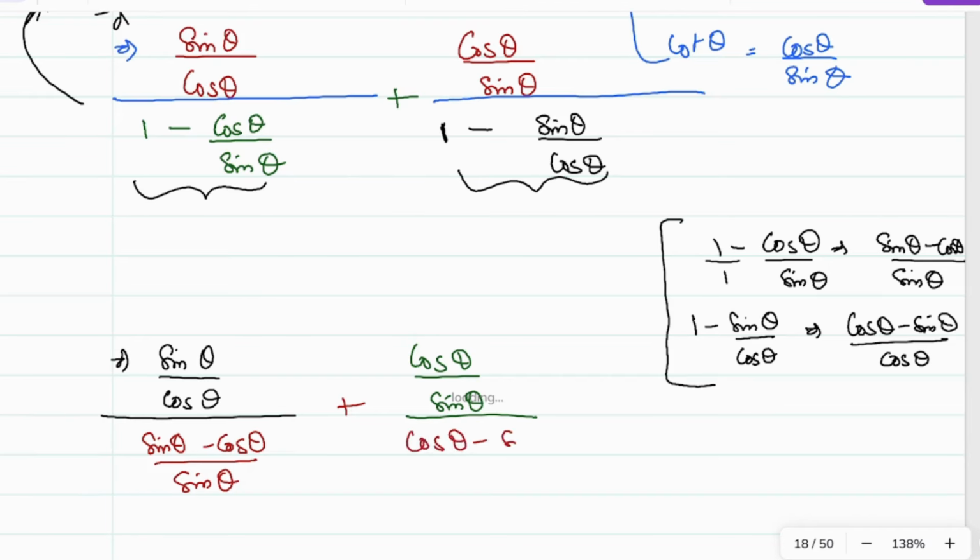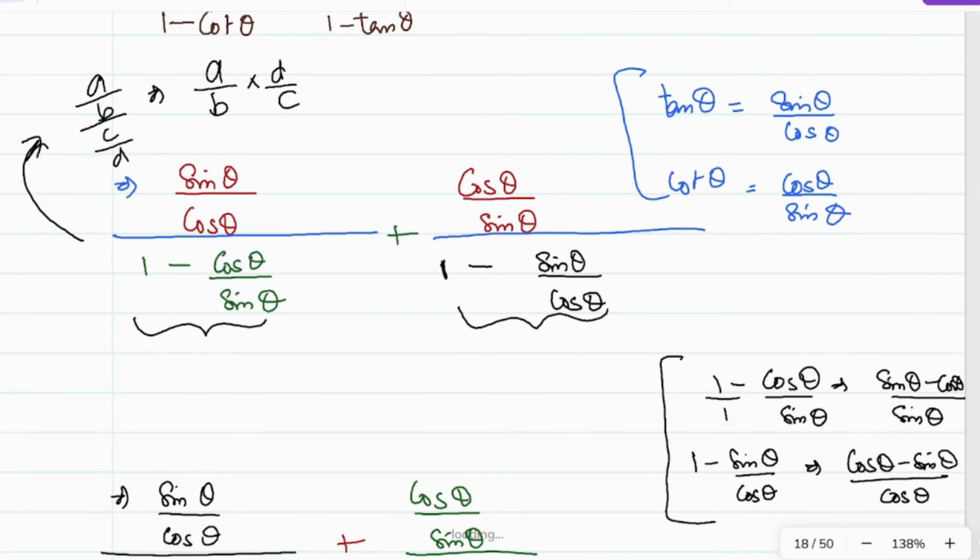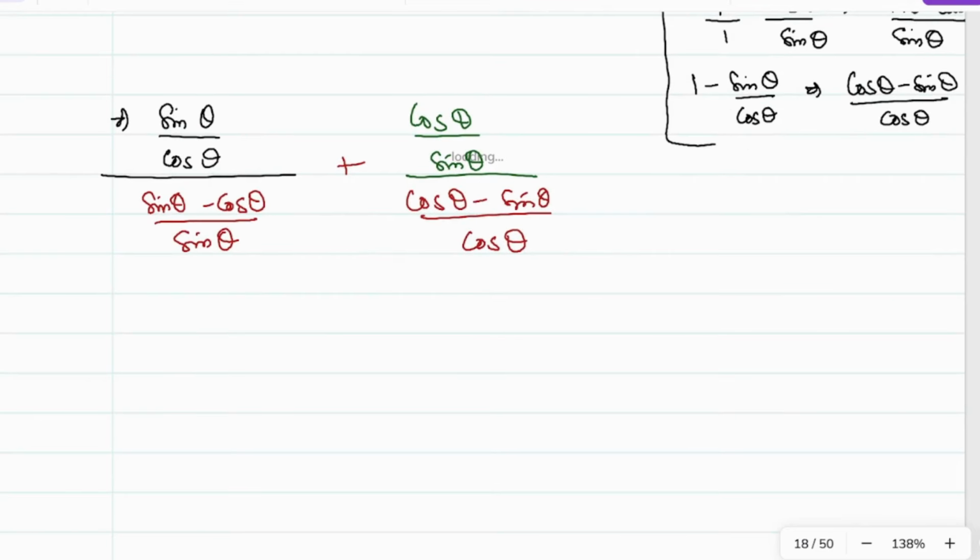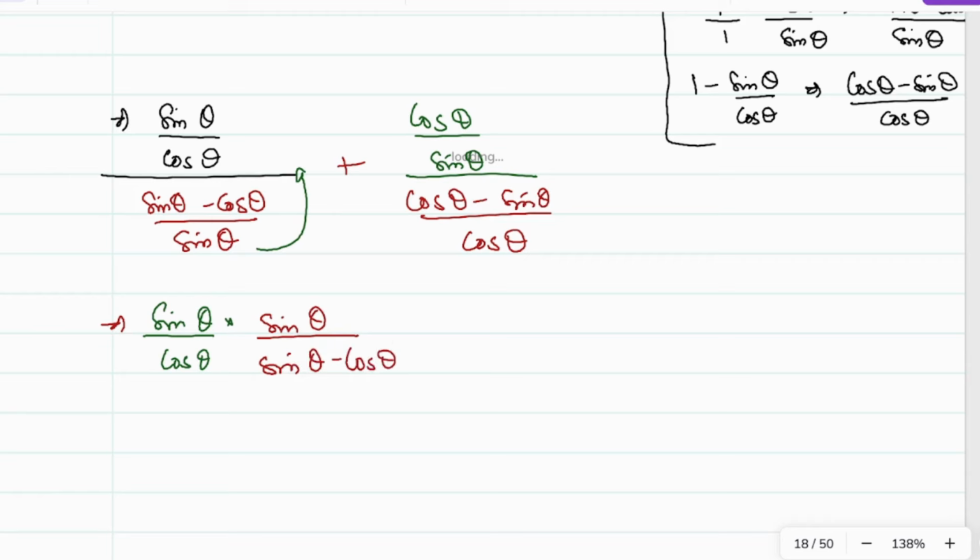Cos theta minus sin theta divided by cos theta. Okay, now we can apply which form? This one: a/b divided by c/d means a/b into d/c. That is equal to, I can rewrite this as sin theta by cos theta into, this will go to the numerator part, right? That is sin theta divided by sin theta minus cos theta.